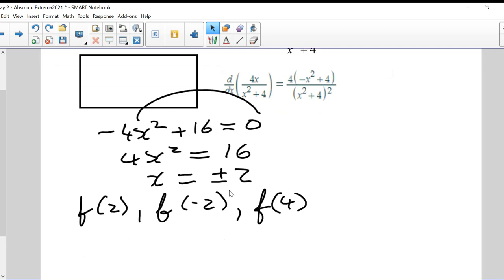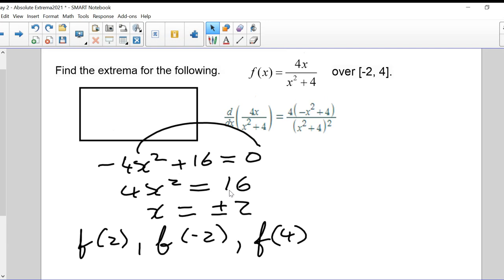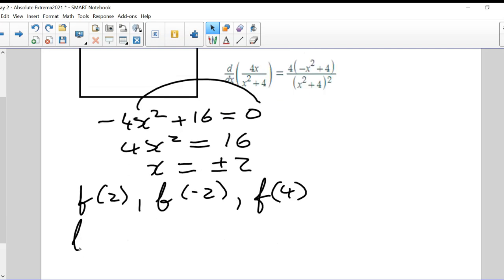Okay, so here we go. I'm going to get my calculator to put that function in again. Here's our function, 4x over x squared plus 4. Actually, let's just do this together. F of 2.